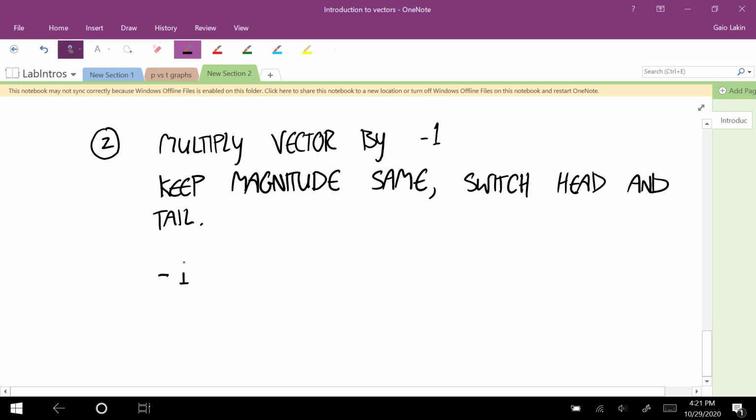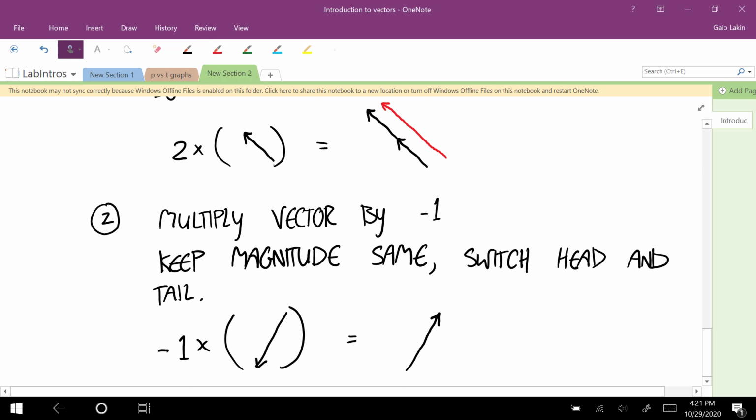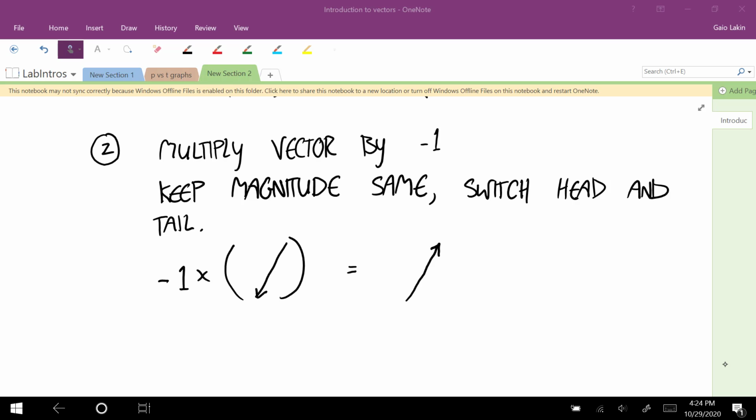So -1 times a vector like this is in the same direction. Well, it's the same magnitude and it's parallel to this one, but we switch where the head is and where the tail is. Okay. And now with a combination of those two things, you can multiply by any negative number.